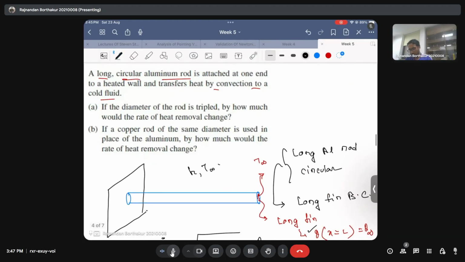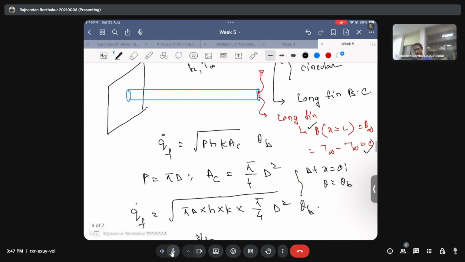Okay, so the first part is done. In the second part, what they are saying is that now if I have a copper rod in place of the aluminum rod, how much would the rate of heat removal change? Now you need to understand where the dependence on material comes into the picture. The dependence on material will come from the thermal conductivity.